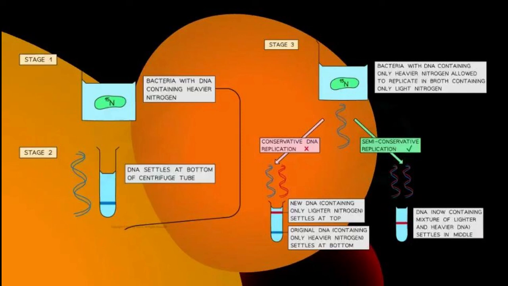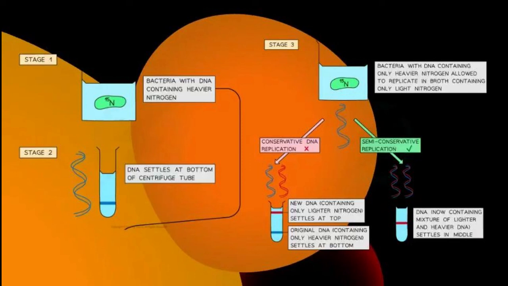If we look at the results, so if conservative DNA replication had occurred, the original DNA molecule would only contain the heavier nitrogen and would settle right at the bottom of the tube, while the new DNA molecule would only contain the lighter nitrogen and sit at the top of the tube. So it would look like the picture on the left. So you can see the heavy nitrogen containing DNA illustrated by the blue strands, and then the lighter nitrogens illustrated by the red, and you could see we would have two double strands with two blues, two reds, which means we would get one heavy band at the bottom and one light band at the top.